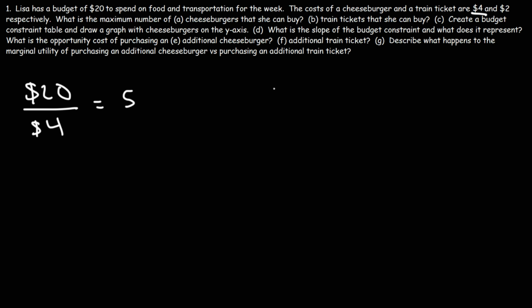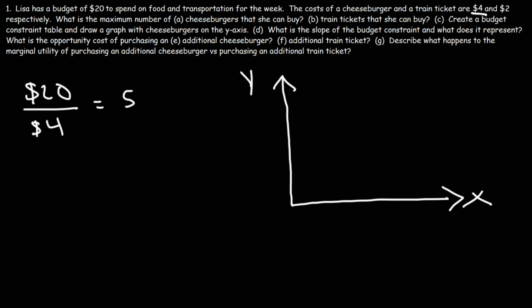Now, when creating the budget constraint graph, here's what you can do. First, you want to draw the y-axis and the x-axis. The x-axis is the horizontal axis, the y-axis is the vertical axis. Now in this graph, we are going to put cheeseburgers on the y-axis, and train tickets on the x-axis. So the maximum number of cheeseburgers that she can buy represents the y-intercept along the y-axis, which in this example is going to be 5.